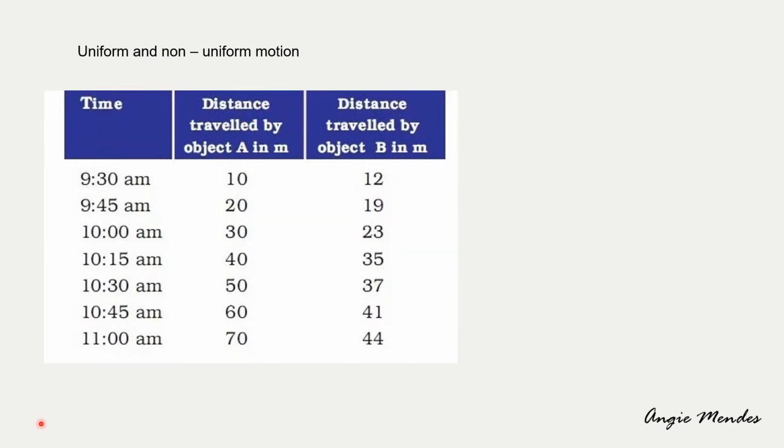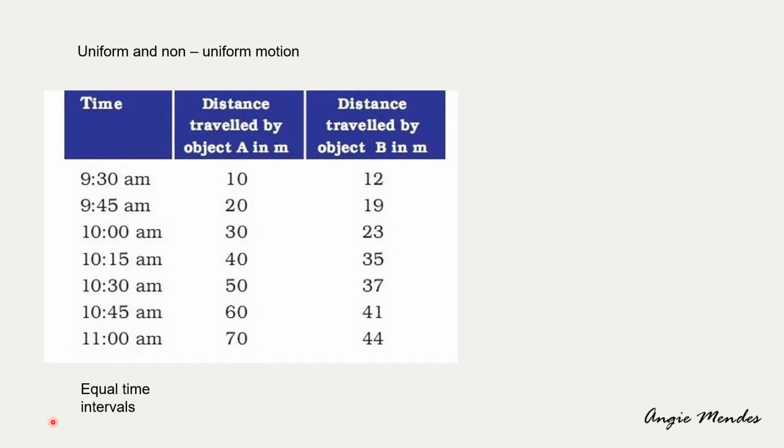To understand this better, we will refer to the example which has been given in the NCERT textbook. So here is a table. It specifies the time taken by the object to travel a certain distance. So there are two objects, object A and object B. This is the time taken by the objects to cover the distance.